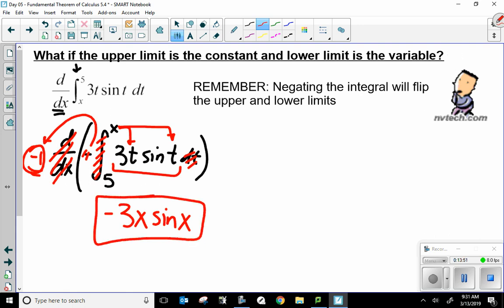There you go. Now you know how to handle a problem if the variable is the lower limit and the constant is the upper limit. We know how to handle that now. Very, very good.